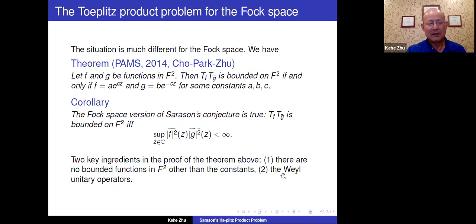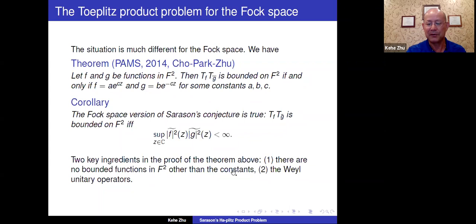The operators were very classical in mathematical physics. I'm going to define them for you later. And the Weyl unitary operators are also useful in the representation for the Heisenberg group, which I will mention later. So anyway, the main reason why this is possible for the Fock space is because of these two things.